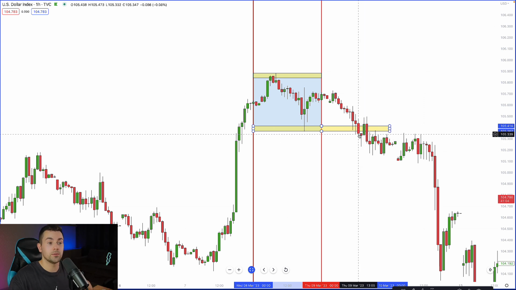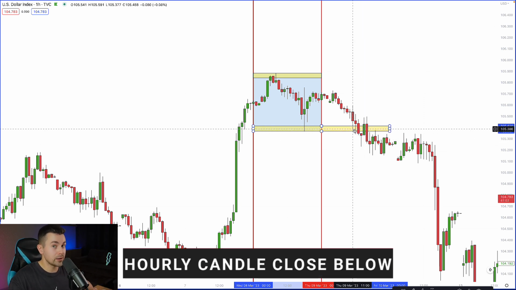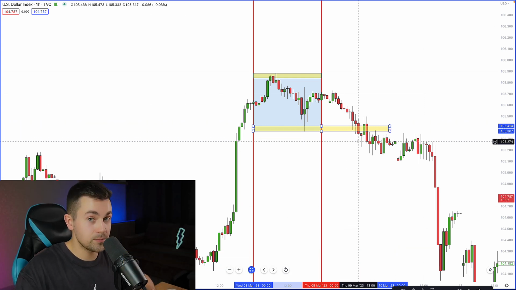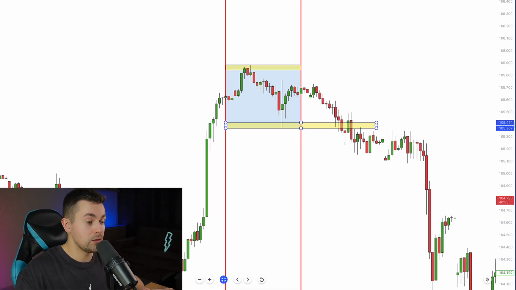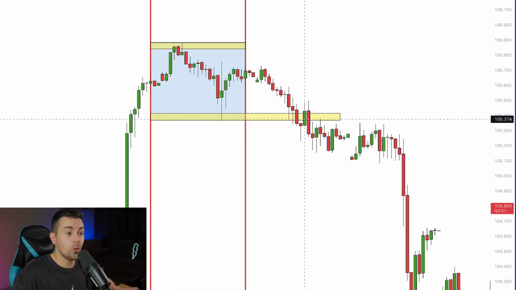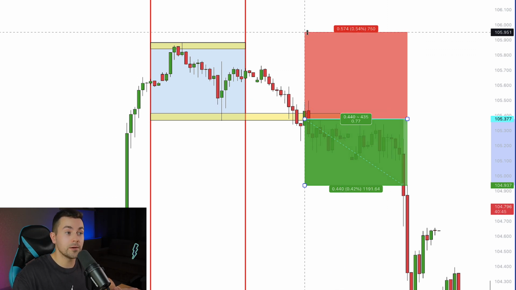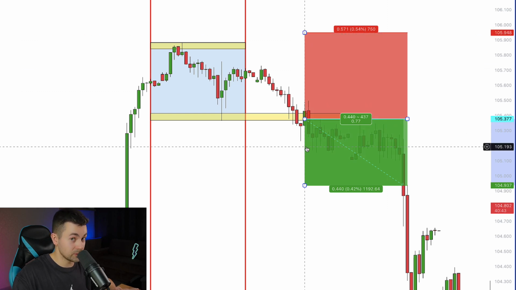And in order to confirm a breakout, you need an hourly candle close below that. Once the market closes below the support of the range, you can look for shorting. You set your sell limit order on a retest of a broken support of the range, and you set your stop loss above its resistance.